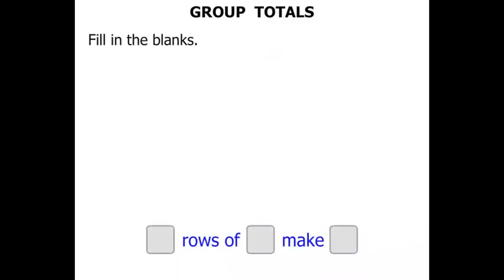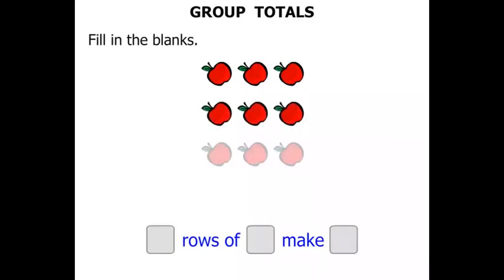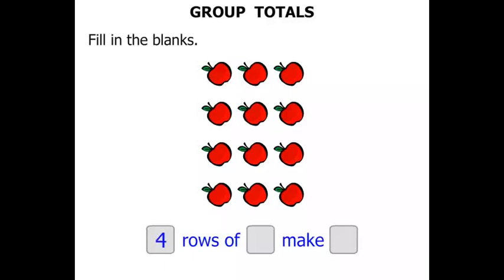Some more blanks to fill in. We've got 1 row, 2 rows, 3 rows, 4 rows. So let's write 4 there. We've got 4 rows of how many? Now what that means is how many in each of the rows. Let's look at the top row. We can see there are 3 apples there. So we write the 3 there.